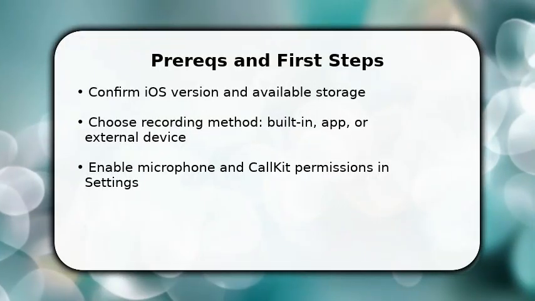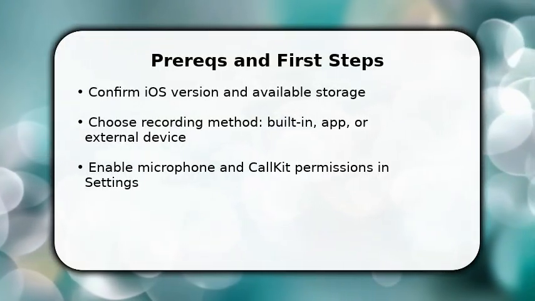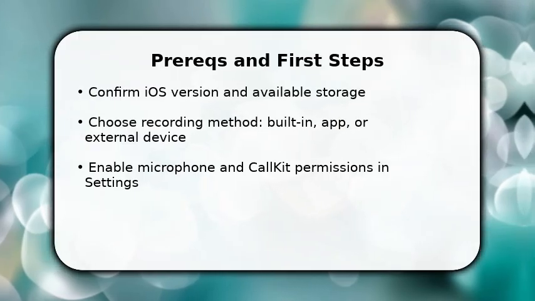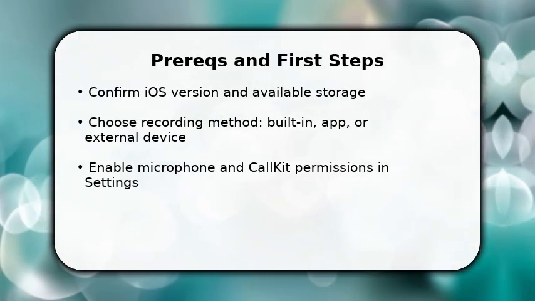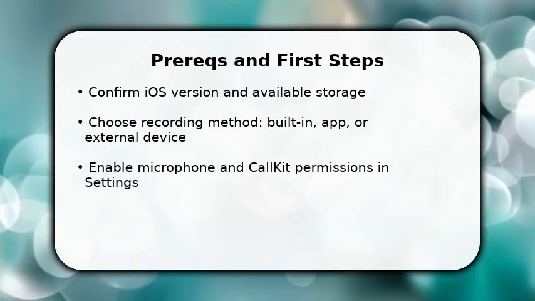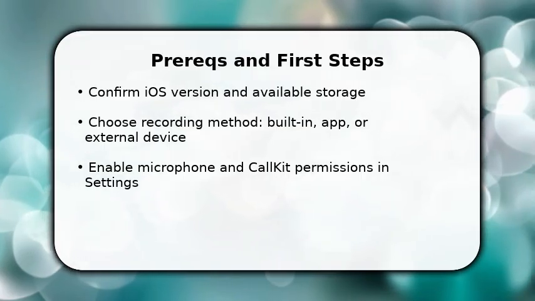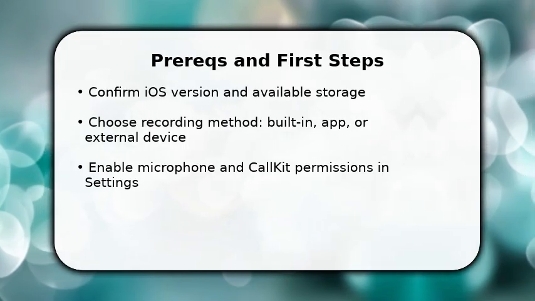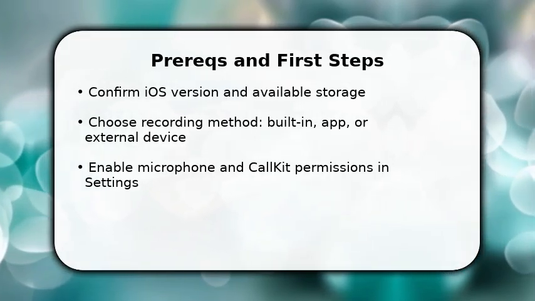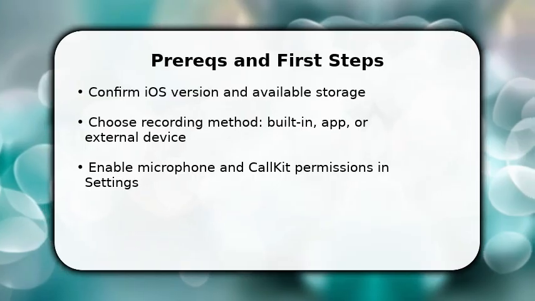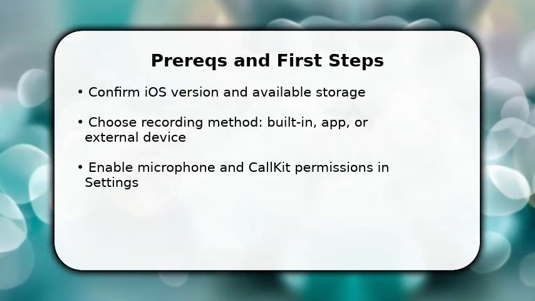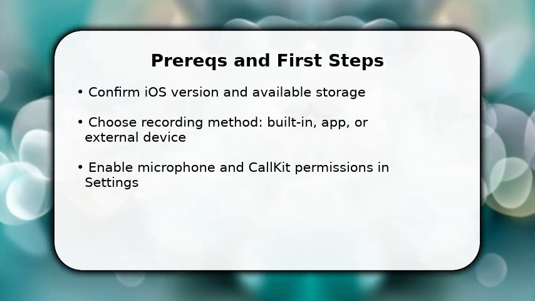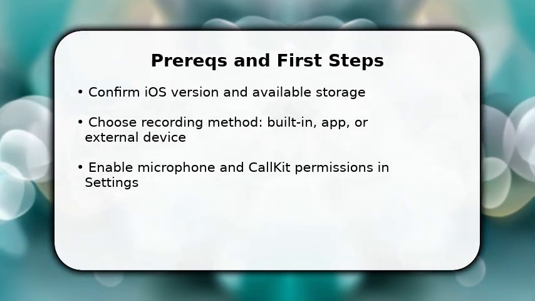You start by confirming prerequisites. Check your iPhone iOS version and free storage because recordings need space. Next, pick a recording method: native voice memo for on-speaker, a third-party app, or an external recorder via Lightning or Bluetooth. Once chosen, go to Settings and enable microphone and call kit permissions for that app or service. You must also verify Do Not Disturb won't block incoming calls. Do these steps now so the recorder can capture audio without permission errors.